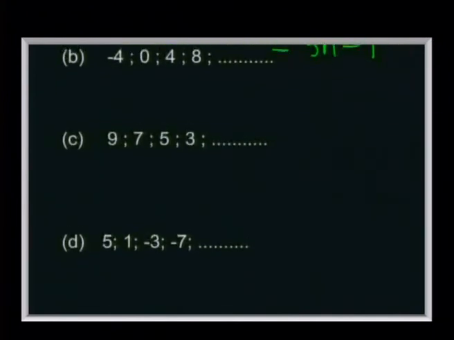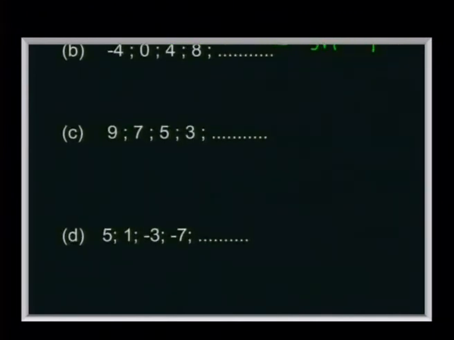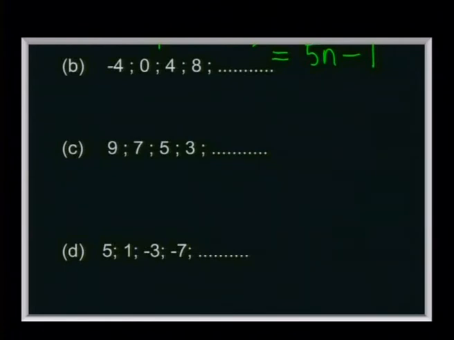Remember guys, we don't necessarily know that it's linear, so we really do need to check. What happens from minus 4 to 0? What do I need to do to get from minus 4 to 0? I need to add 4. What do I need to do to get from 0 to 4? I need to add 4. What do I need to do to get from 4 to 8? I need to add 4. So because there is a constant difference added from one term to the next, I know that it's linear.